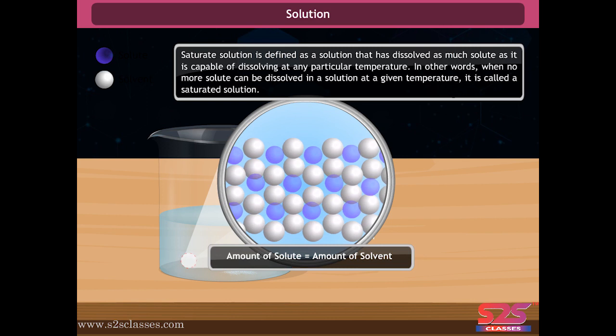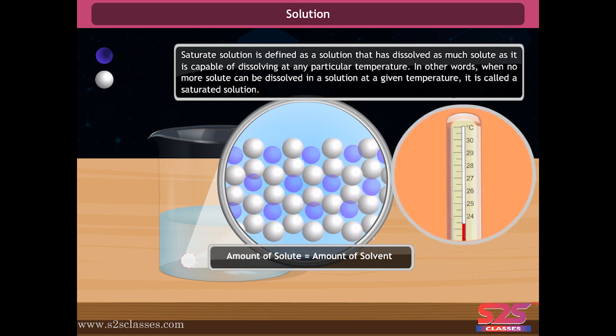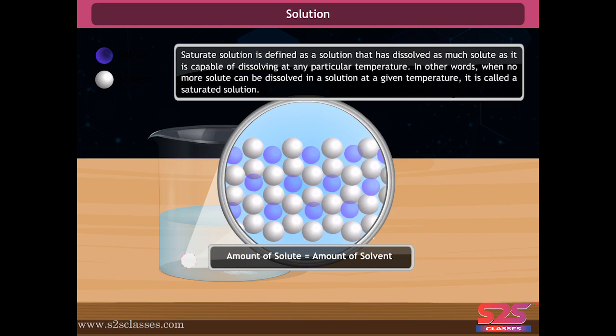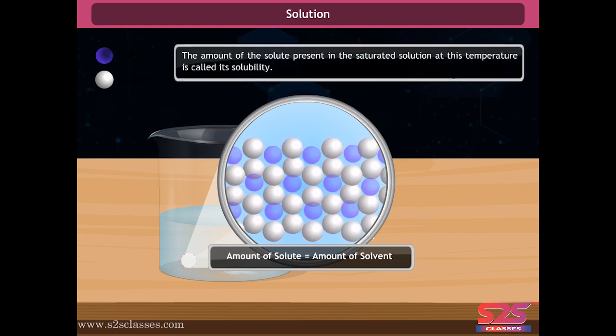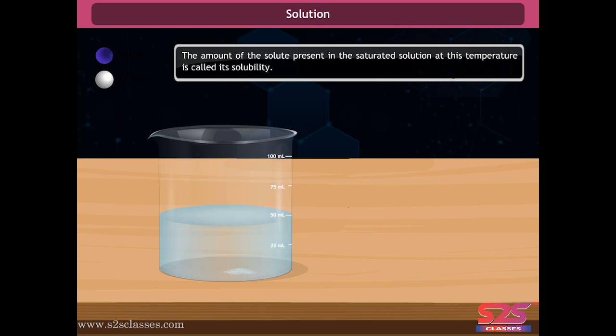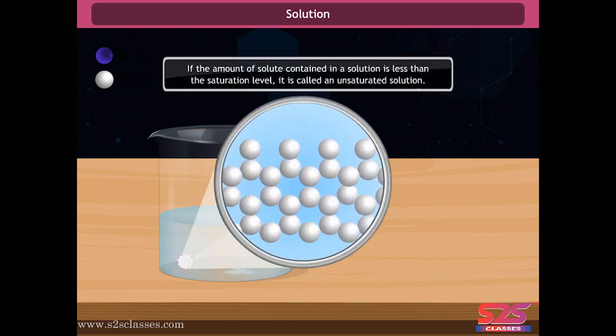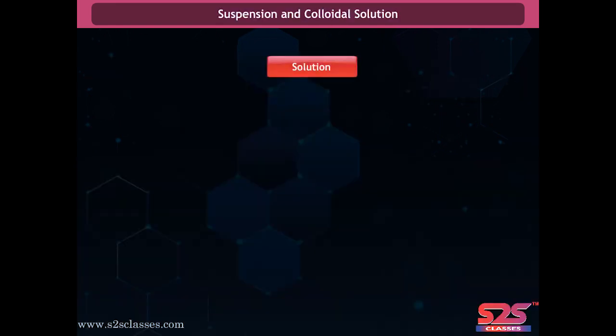In other words, when no more solute can be dissolved in a solution at a given temperature, it is called a saturated solution. The amount of the solute present in the saturated solution at this temperature is called its solubility. If the amount of solute contained in a solution is less than the saturation level, it is called an unsaturated solution.